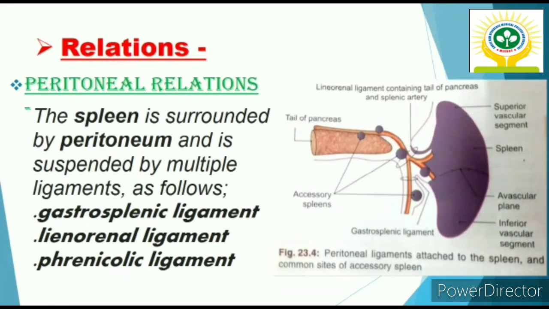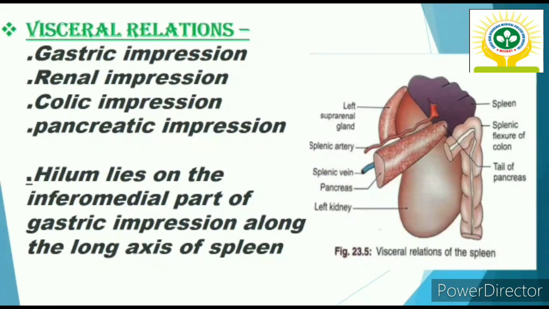Relations. Peritoneal relation. The spleen is surrounded by peritoneum and it is suspended by multiple ligaments as follows: gastrosplenic ligament, lienorenal ligament, phrenicocolic ligament. Visceral relation has some impressions: gastric impression, renal impression, colic impression, pancreatic impression. Hilum lies on the inferior medial part of the gastric impression along the long axis of the spleen.